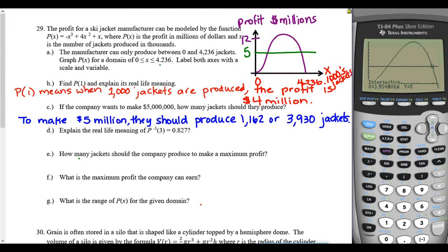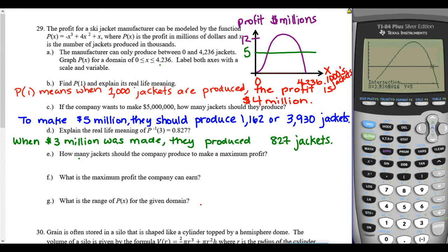Okay, so I wrote that down. For part D, it says explain the real life meaning of P, and then they've got the little -1 up here in the exponent, of 3 equals 0.827. Well, we need to know this little -1 up there in the exponent means the inverse of P, which is the opposite. So the input and the output have been switched. So the 3 is now really the profit. So that's $3 million. And the answer to this, the 0.827, that's how many thousands of jackets. So 827 jackets. So I just wrote that down as a sentence.